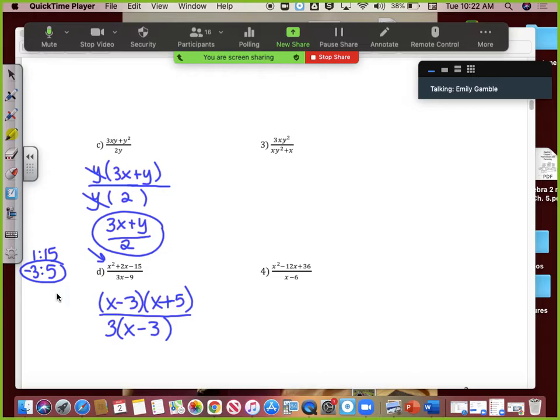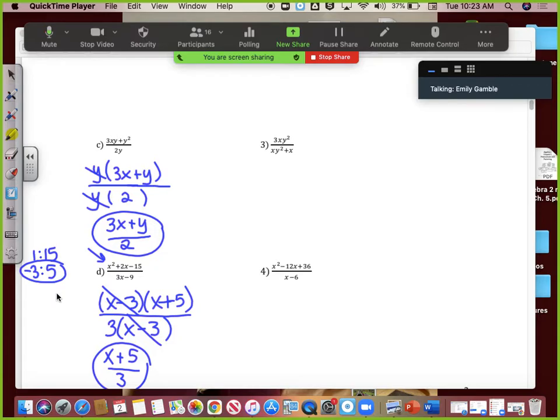Now, once I have it factored, you can then start canceling things out. The only way things cancel out in fraction form is if they are in factored form, which shows multiplication. Like, X minus 3 here can cancel with this X minus 3 here only because everything is factored in a multiplication type of setting. So this would simplify to be X plus 5 over 3, since there's one X minus 3 on the top and one X minus 3 on the bottom.